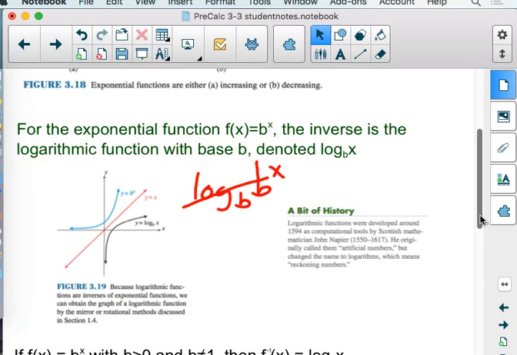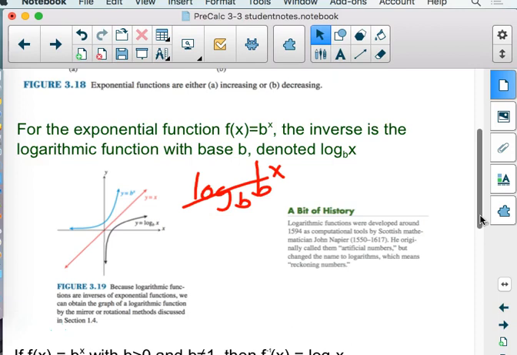exponential functions, is what they're called, but it's unknown exponents is really what we're after. That's what we're trying to find. So, bit of history. Logarithmic functions were developed around 1594, long time ago, as computational tools by Scottish mathematician John Napier. And there are some tools out there that he was involved with called Napier's tools, involved in machining and that kind of stuff.